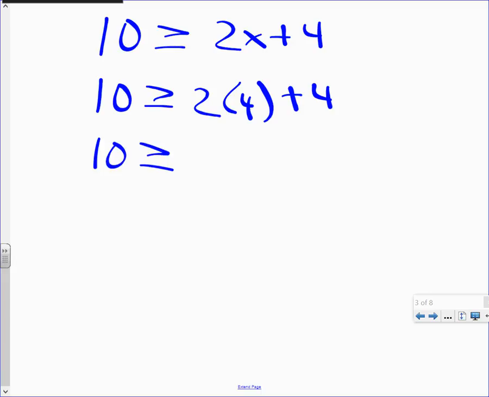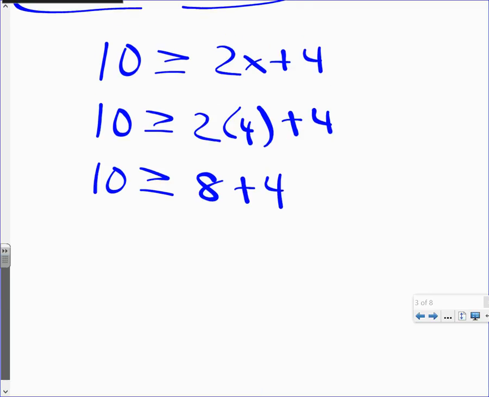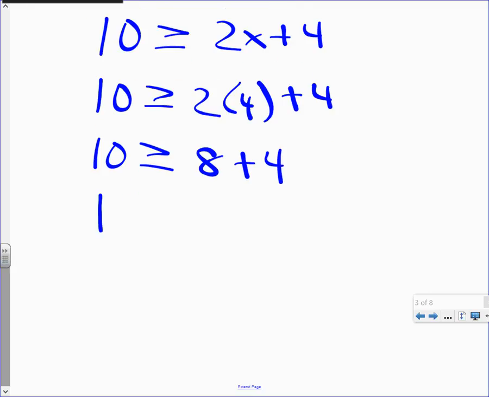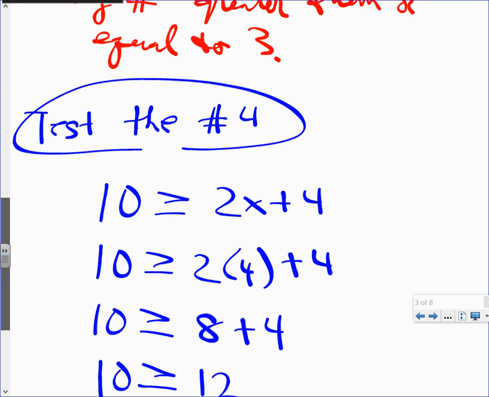10, is that greater or equal to 8 plus 4? Is 10 greater than or equal to 12? Is that true? So something went wrong, huh? Let's look at our work.